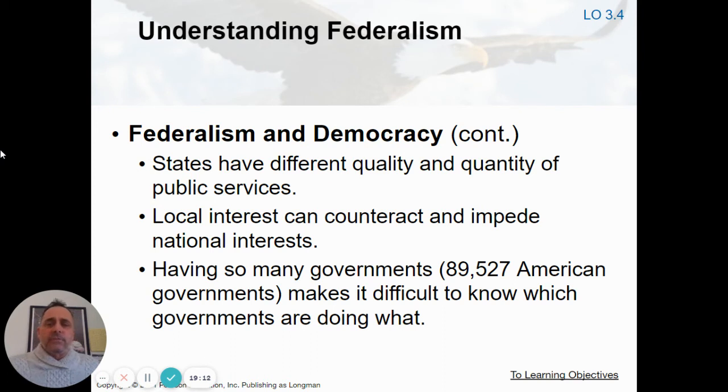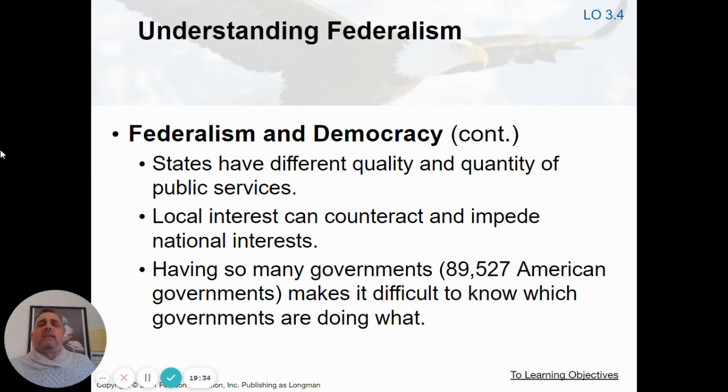Sometimes your local interests can be counteractive to the nation's interest. We saw that a lot in the civil rights movement, where especially the southern states were dragging their feet and doing everything in their power to fight the idea of inclusion. And the federal government has had to step in, sometimes with troops, and say, yeah, you're going to do this. Whether you want to or not, you're going to do this.